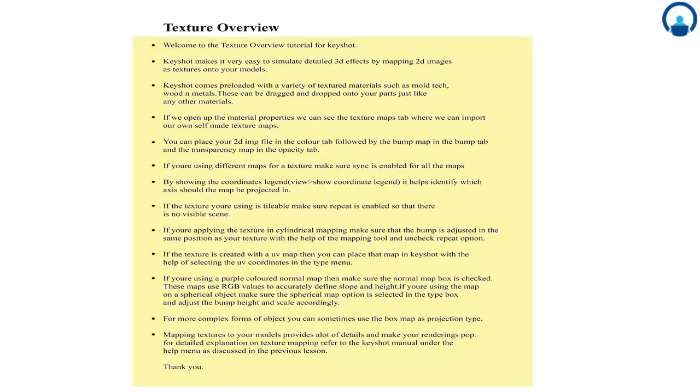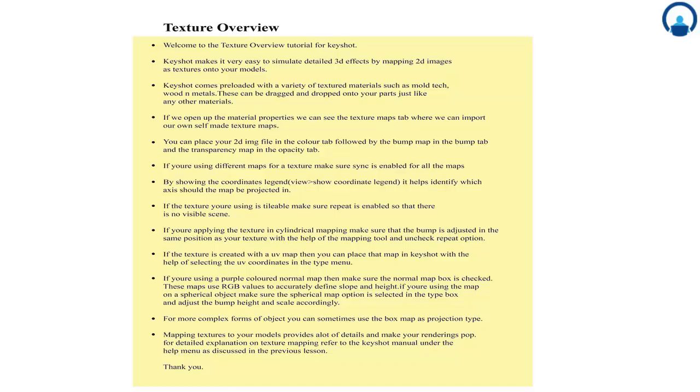If the texture is created with a UV map, then you can place the map in Keyshot by selecting UV coordinates in the Type menu. If you're using a purple colored normal map, then make sure the Normal Map box is checked. These maps use RGB values to accurately define slope and height.